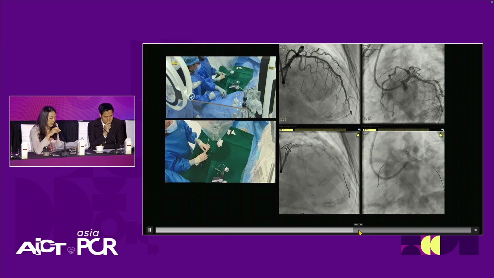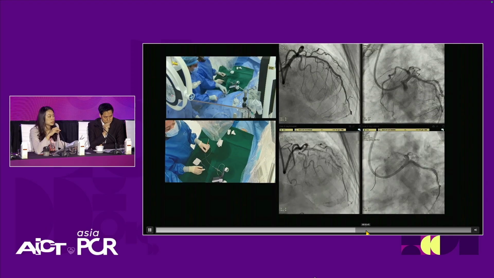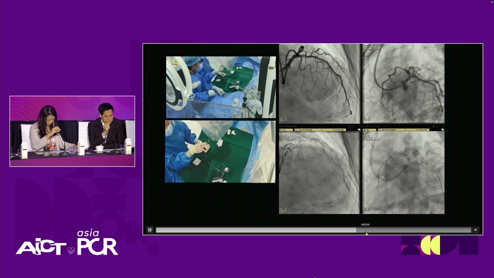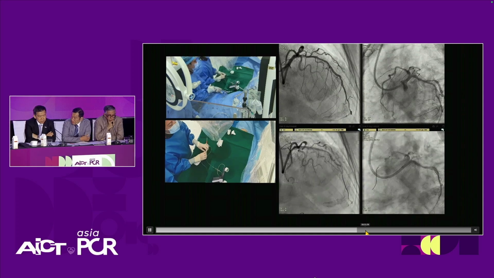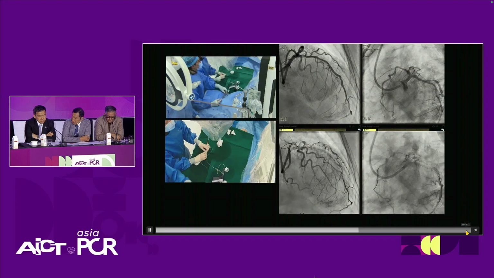So this patient, we implanted a 3.5/28 Synergy DES and also a 3.0/30 Agent DCB distally. Dr. Narate, how do you size your DCB? 3.0 based on the IVUS? Because they chose 3.0. Would you have chosen the same? Yes, I would choose 3.0.